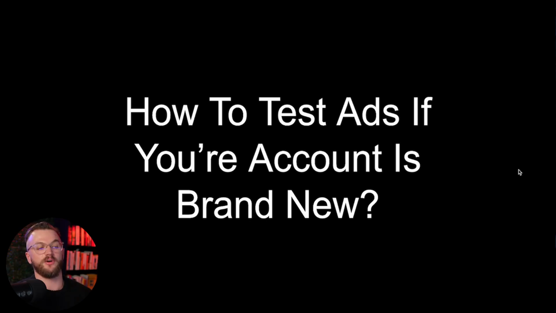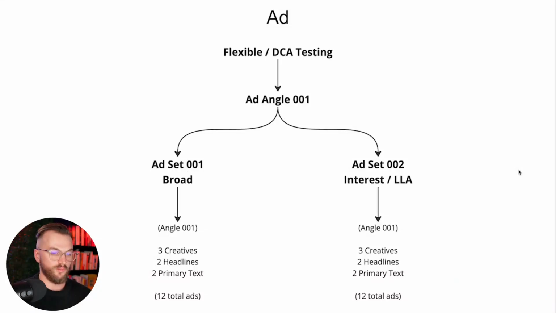Okay, so how to test if your account is brand new. So same structure right here. We have our ad angles, we have broad and lookalikes and interest targeting. Do the same thing. However, you don't have to worry as much about adding in the individual angles and split testing as much. You can just create one ad set. I would still populate it with 3 creatives, 2 primary headlines, and 2 primary texts, right? But just throw in whatever you have in there.